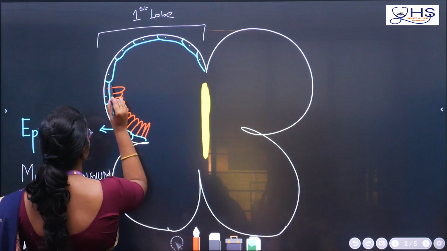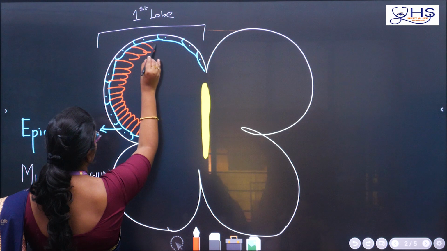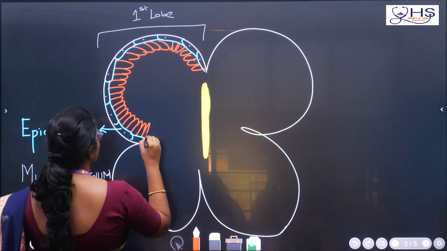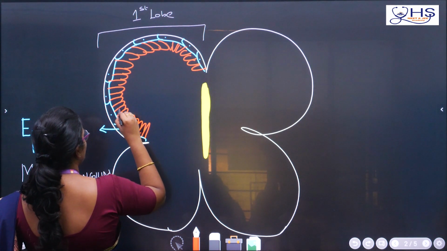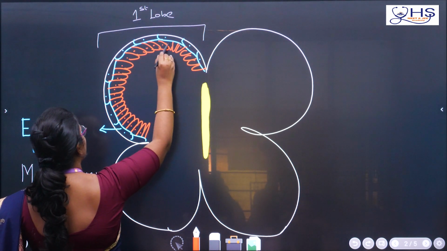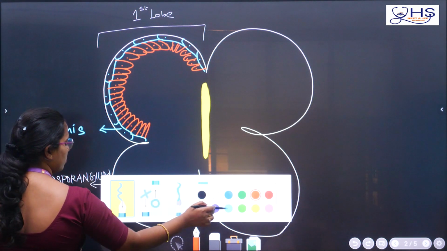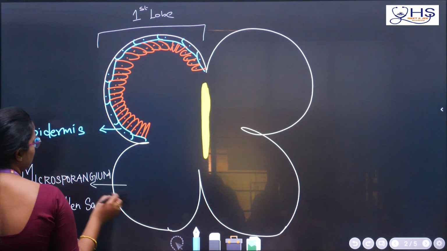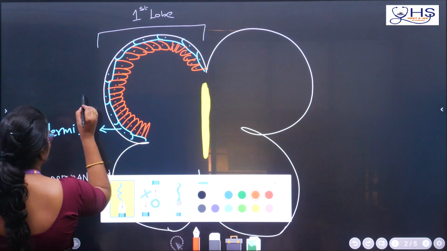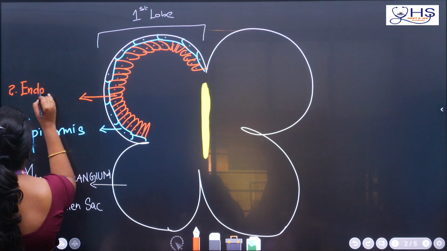Even in human reproduction we will read about corona radiata, meaning the radiating cells. The radiation will be like this. These are radiating cells and they do have some nucleus inside. Any idea what is the name of the second layer? Endothecium. So here I have written number 1, and number 2, from outside to inside, is endothecium.